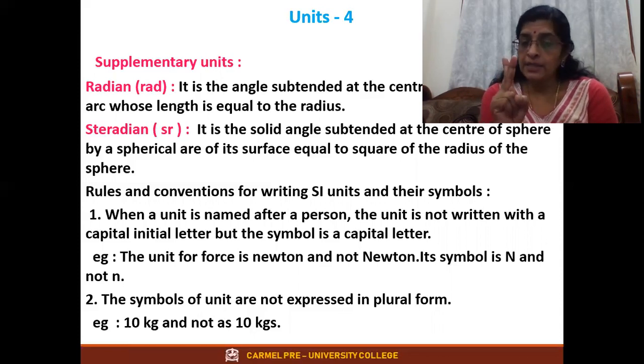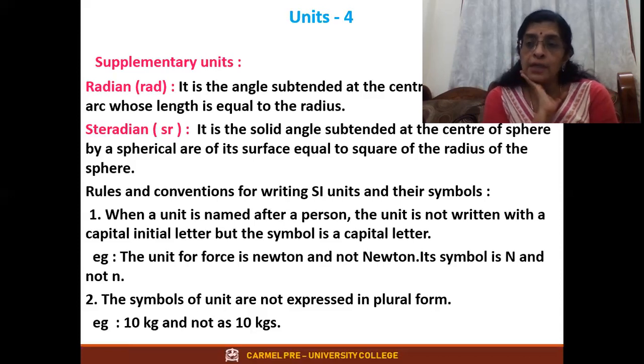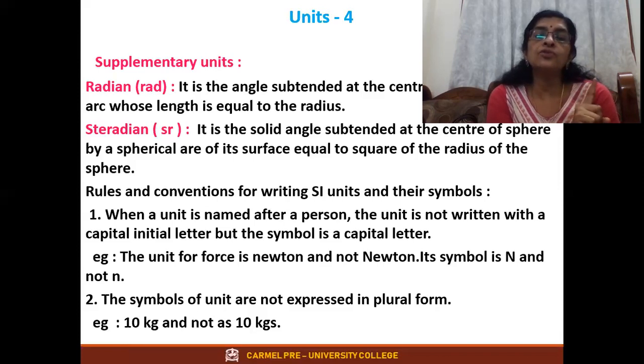Okay. Second one, the symbols of units are not expressed in plural form. What we do, 10 kilograms, 10 centimeters, we'll see. That S is not at all there. So there is no plural form. 10 centimeter, 10 kilogram, like that. Okay.